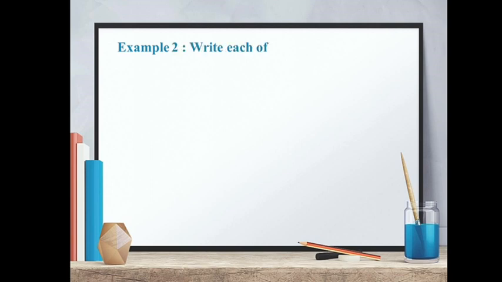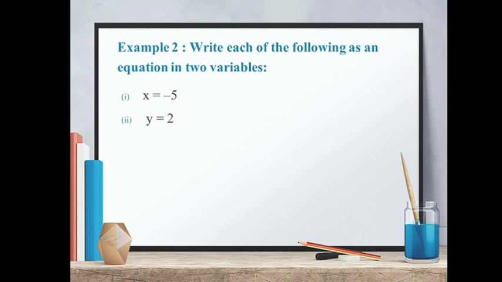Then example 2: write each of the following as an equation in two variables. The following questions are given, and we have to write them as a linear equation in two variables, that is x equals minus 5, y equals 2, 2x equals 3, 5y equals 2. So this we have to solve. The solution first is given x equals minus 5. Now we have to write it in the form of a linear equation in two variables. So it can be written as 1x plus 0y equals minus 5.